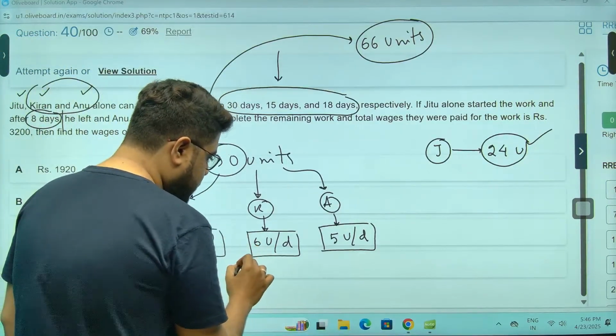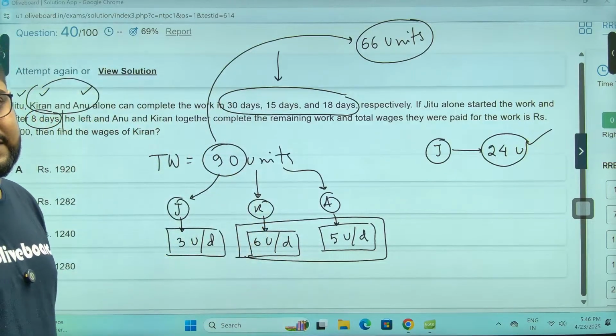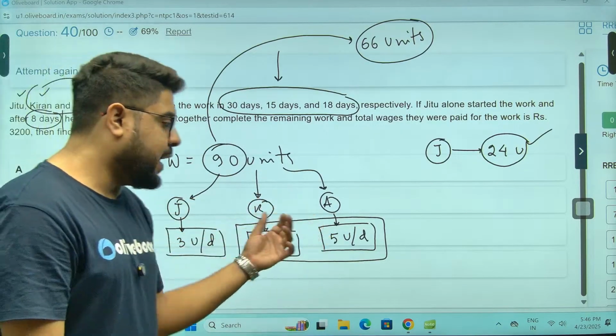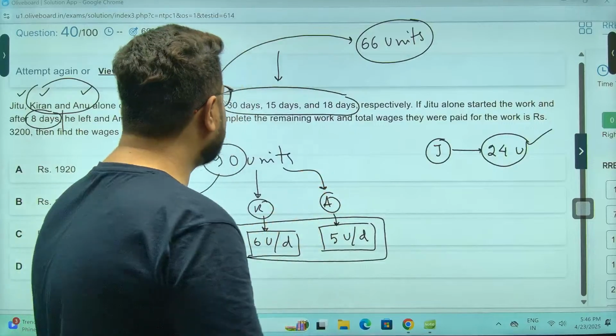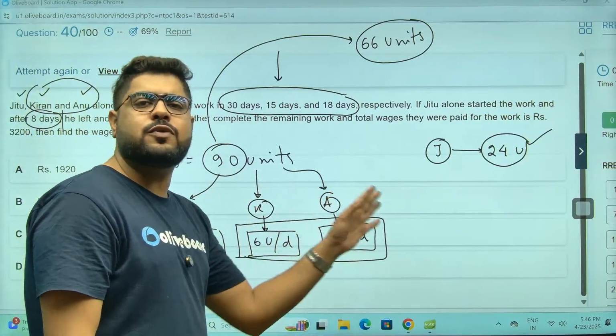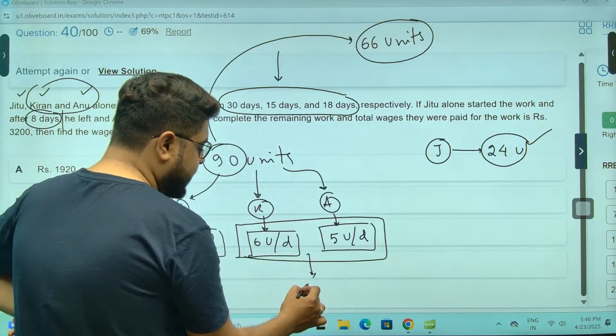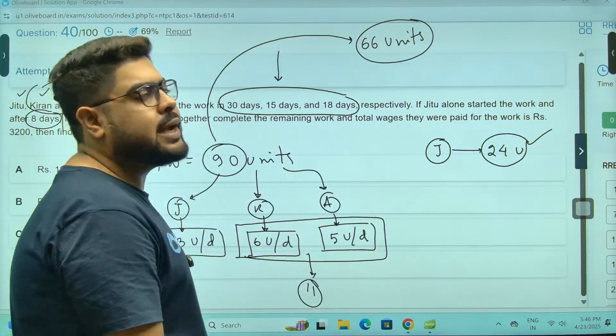And they do 6 units and 5 units. So in their ratios, Kiran will do 6 units, Anu will do 5 units. So how much time will they take, sir? Total they do 11 units.